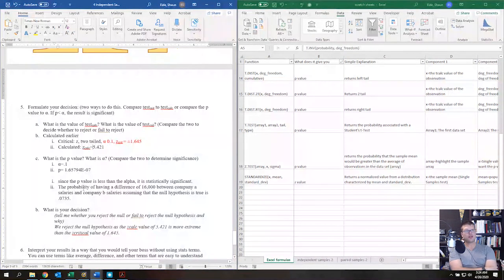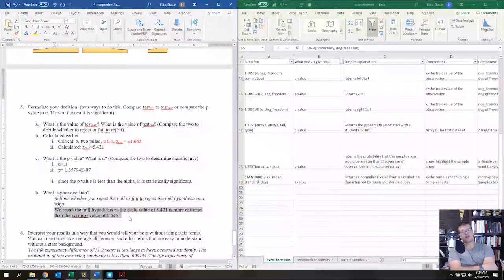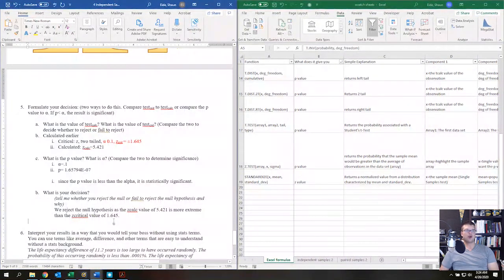So what is it that we can conclude? Since the p-value is less than the alpha, it is statistically significant. Let's get rid of that. So this is statistically significant. That's what I want to know. Is it statistically significant? Yes. So next, what is your decision? We reject the null hypothesis as the z-calc value of 5.421 is more extreme than the z-critical value of 1.645.